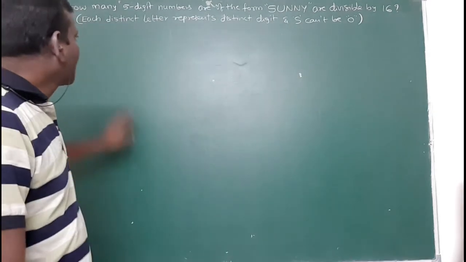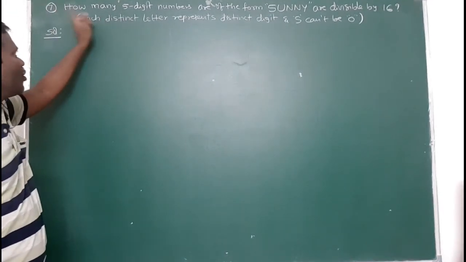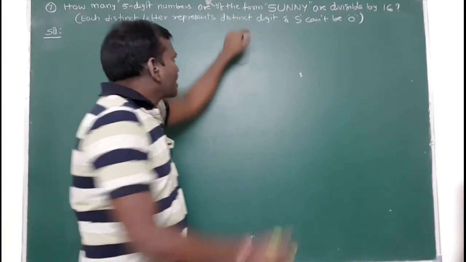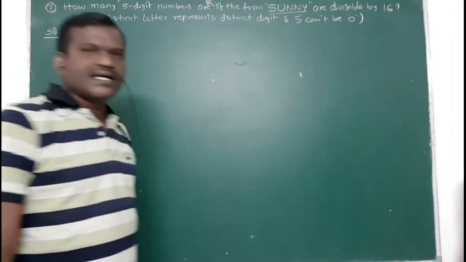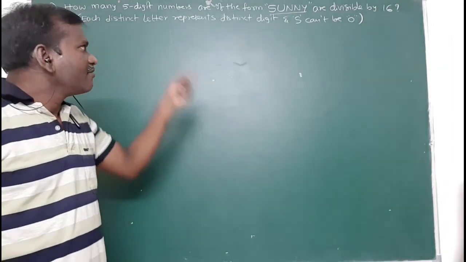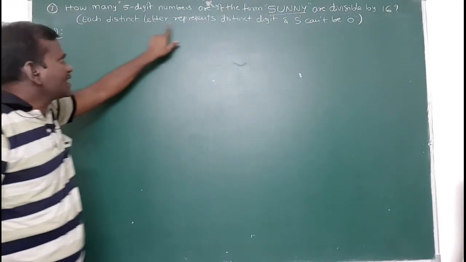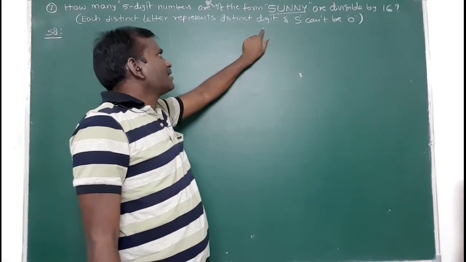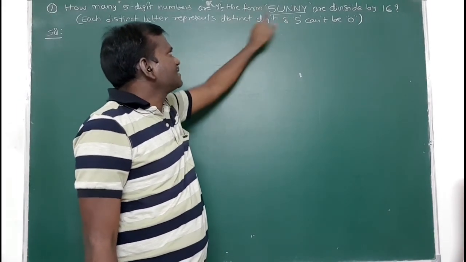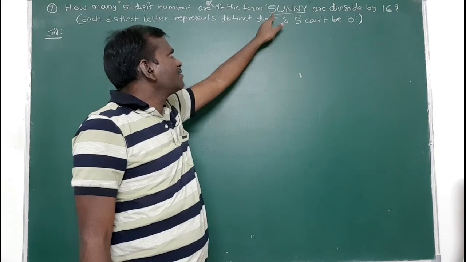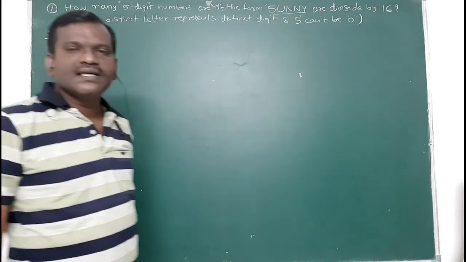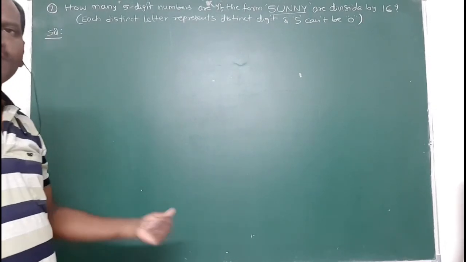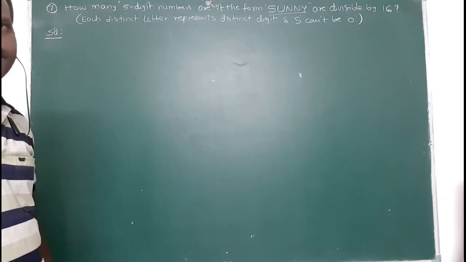The question is: how many 5-digit numbers of the form SUNNY are divisible by 16, where each distinct letter represents a distinct digit and S cannot be 0? That means the leading digit cannot be equal to 0, and the 4 letters S, U, N, Y represent 4 distinct digits. That is the question here.